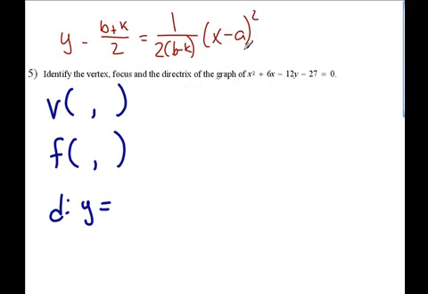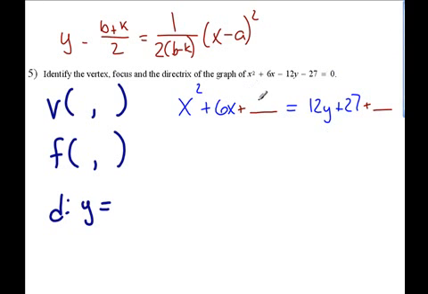I've got a complete square in this formula, so I need a complete square in this equation so I can compare the two. So I'm going to isolate the x squared plus 6x. And to complete the square, I'm going to have to add something to both sides. Do you remember what we add? Yeah, half of b squared. So half of b would be 3, squared is 9.